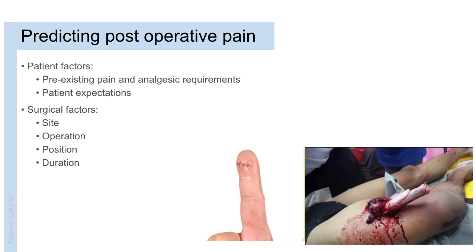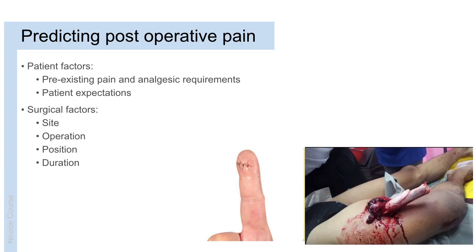Predicting how much pain a patient might be in following an operation is a difficult skill and one that requires much experience. When thinking about patient factors to consider, the anaesthetist must consider any pre-existing pain that the patient might be experiencing and analgesic requirements pre-operatively. For example, patients that are suffering from chronic pain. Clearly, post-operatively, this chronic pain will remain and is something to take into account when prescribing a post-operative regimen.